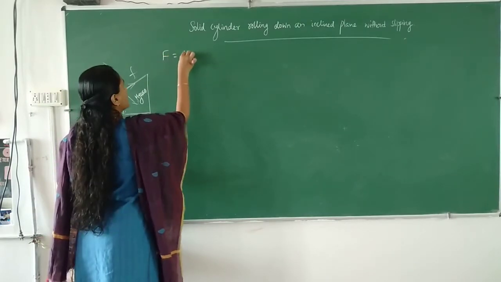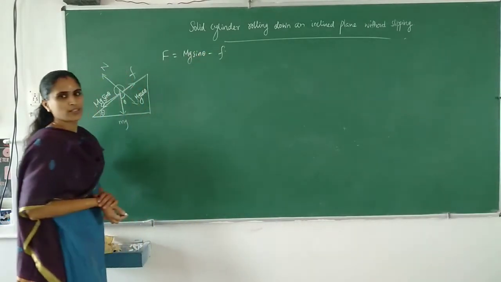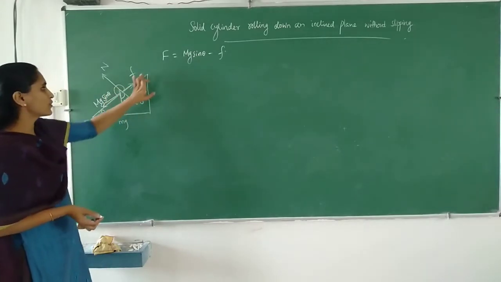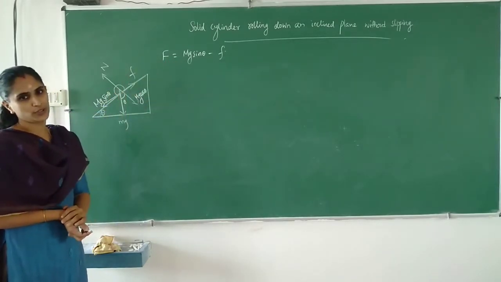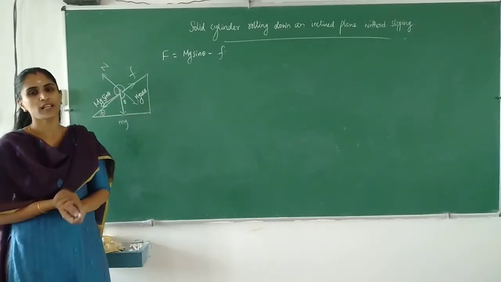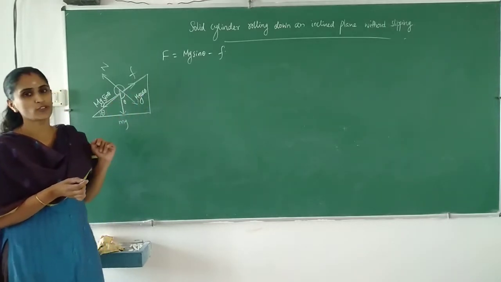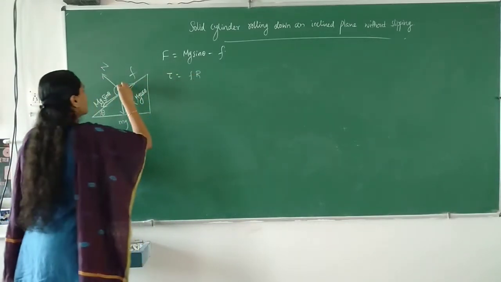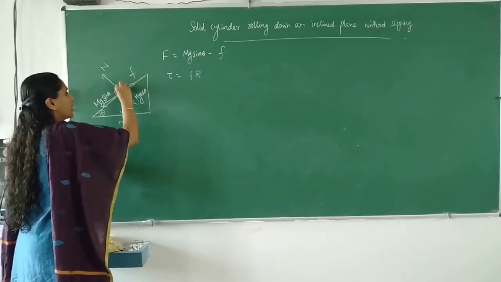So the net force can be written as mg sin theta minus frictional force. mg sin theta is acting downwards and frictional force is acting upwards, so mg sin theta minus F is equal to net force, equation 1. And this frictional force provides the torque which helps it to rotate without slipping. So torque is equal to frictional force into R, where R is the radius.